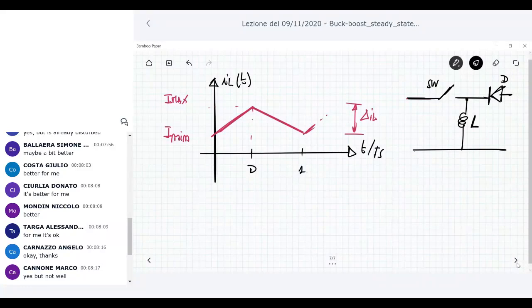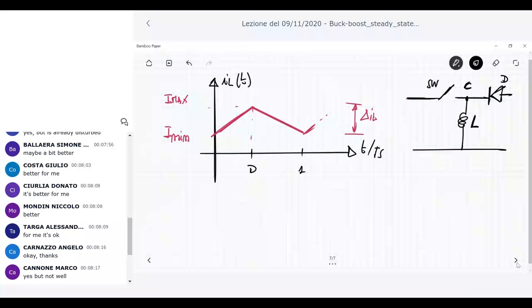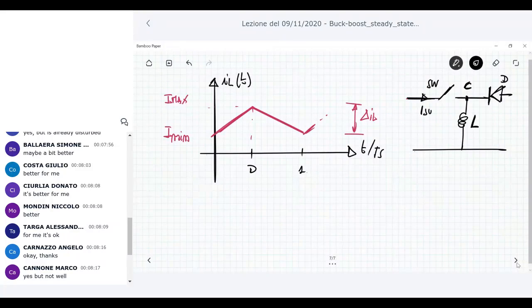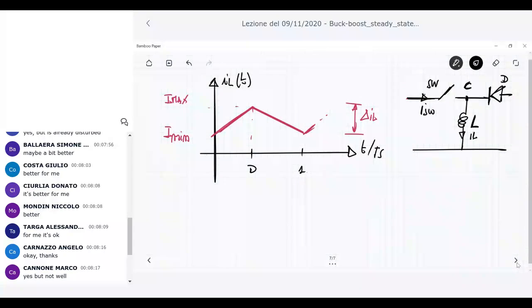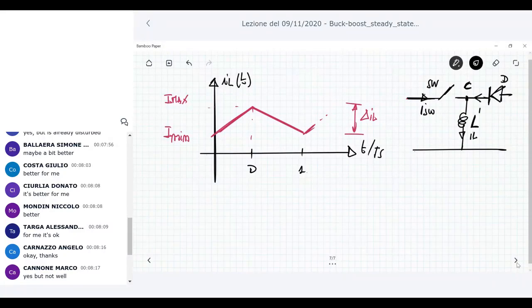So for a moment, I do not consider the input capacitance, the output capacitance, and the output load. Okay, just this network here. This is the node that is common between the switch and the diode. At this node we have the switch current, then we have the inductor current, and here you have the diode current.